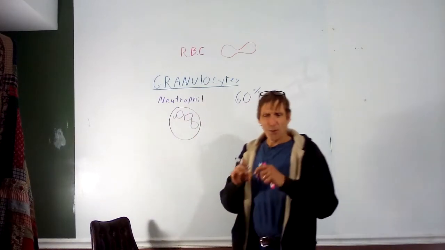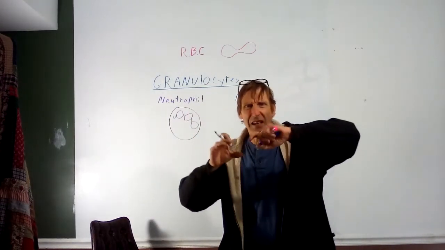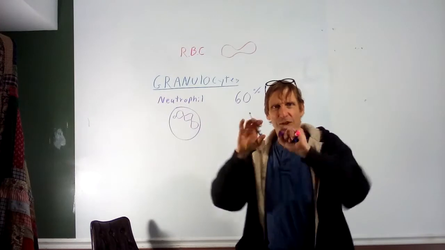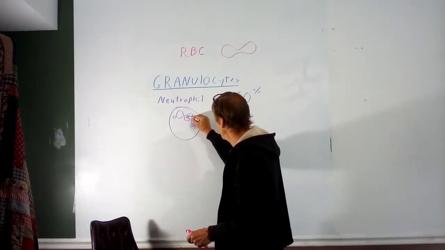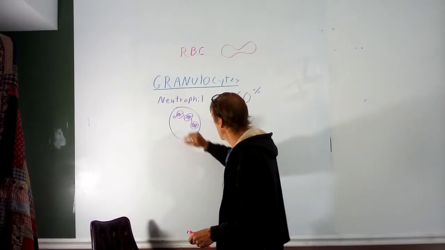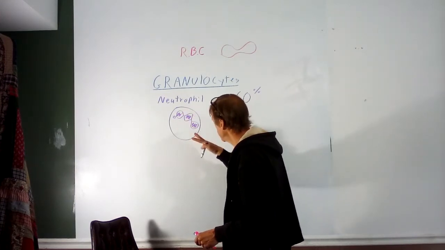You see 3 or 4 lobes of the nucleus, kind of like big beads on a string, and it can be twisted into any kind of configuration. So imagine this is a nucleus here. You've got 1, 2, 3 or so lobes, a little constriction in between.